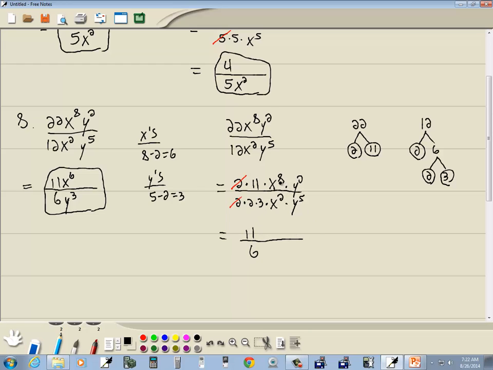Now the x's. Again, we have x to a power over x to a power. You subtract the smaller exponent from the larger one. 8 minus 2 is 6. So we got x to the 6 where our larger one was, which is on top. Over here we have y to a power over y to a power. Again, we subtract the smaller exponent from the larger one. 5 minus 2 is 3, and we got y to the third where our larger exponent was, which is on the bottom. And that gives us our answer.